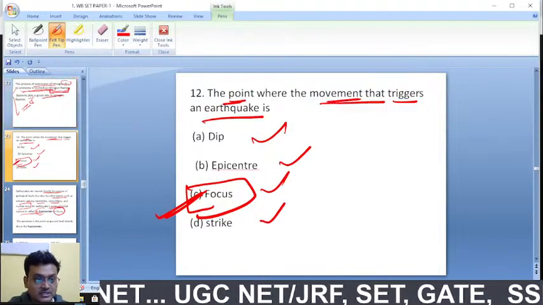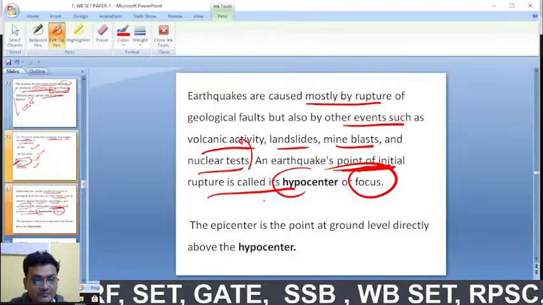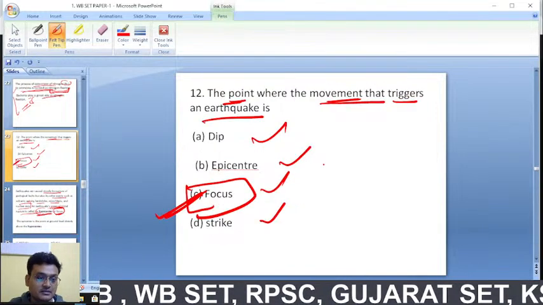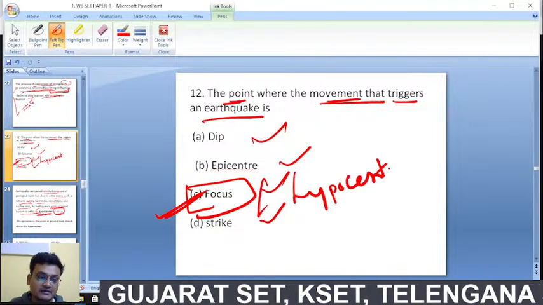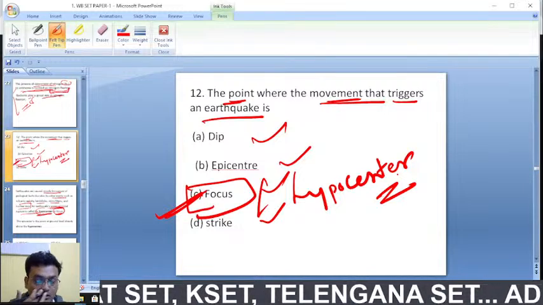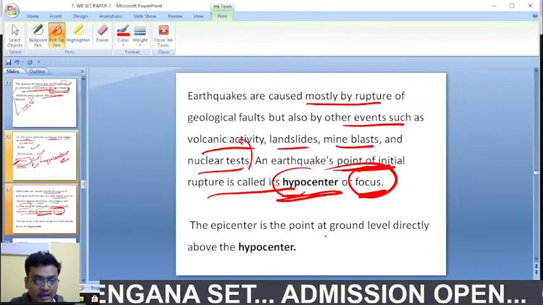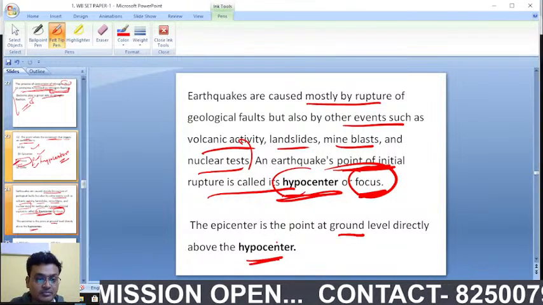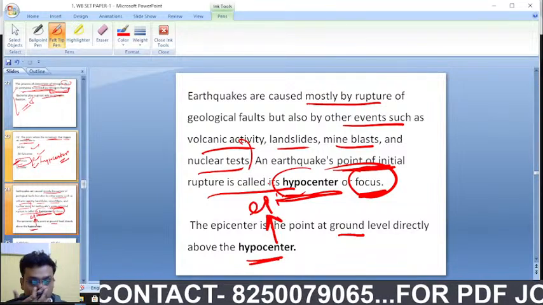Here it is given that an earthquake's point of initial rupture is called as hypocenter or focus. It's not epicenter. The epicenter is the point at the ground level directly above the hypocenter. Hypocenter के ऊपर में क्या रहता है, एपिसेंटर रहता है. ठीक है.